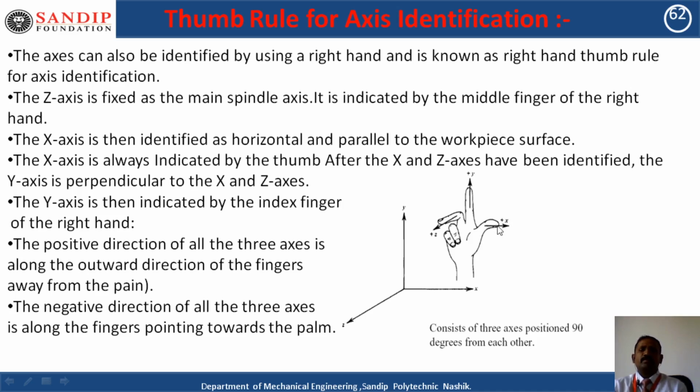So that's why the X axis is parallel to the workpiece, and the Y axis is indicated by the index finger of the right hand. So the index finger in the vertical way is Y. The positive direction of all three axes is along the outward direction of the fingers, away from the palm. The negative direction of all three axes is along the fingers pointing towards the palm. So consider the origin is here. From the origin, these are the positive axes, and in the downward direction, towards the palm, this is the negative axis.